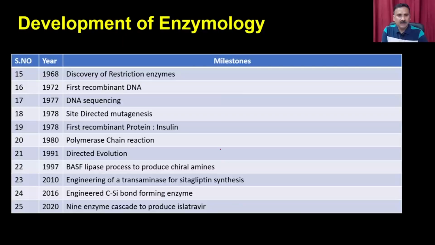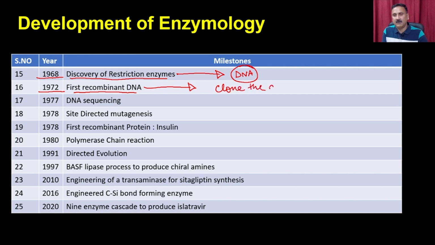Now, in the year 1968, people discovered the first restriction enzymes. Restriction enzymes are the enzymes which cut the DNA. Then in the year 1972, the first recombinant DNA was produced, and that paved the way in which you can clone the gene for enzyme production, right?